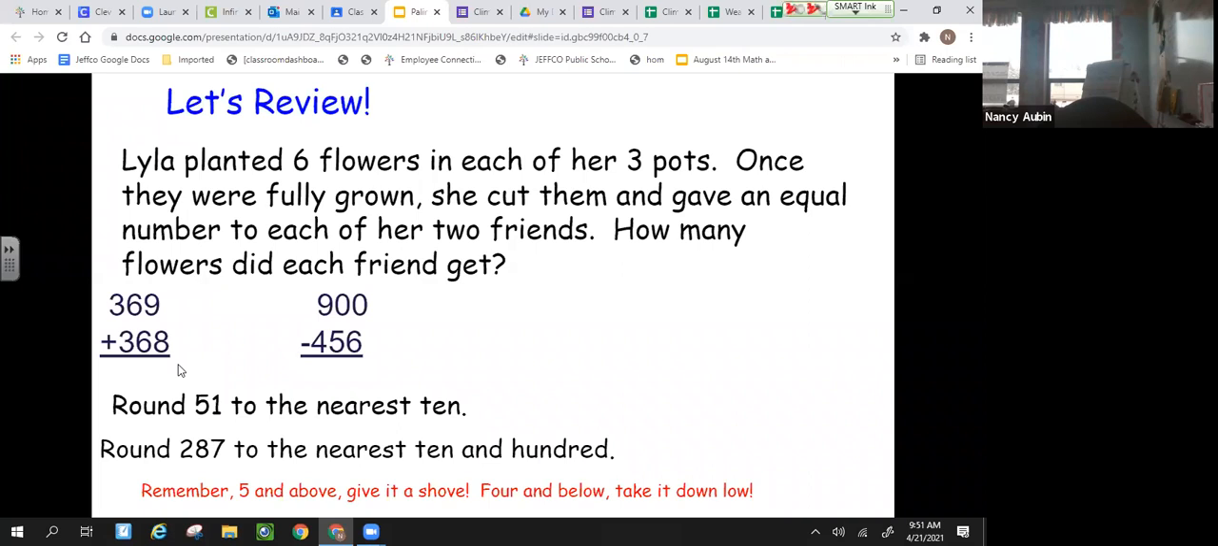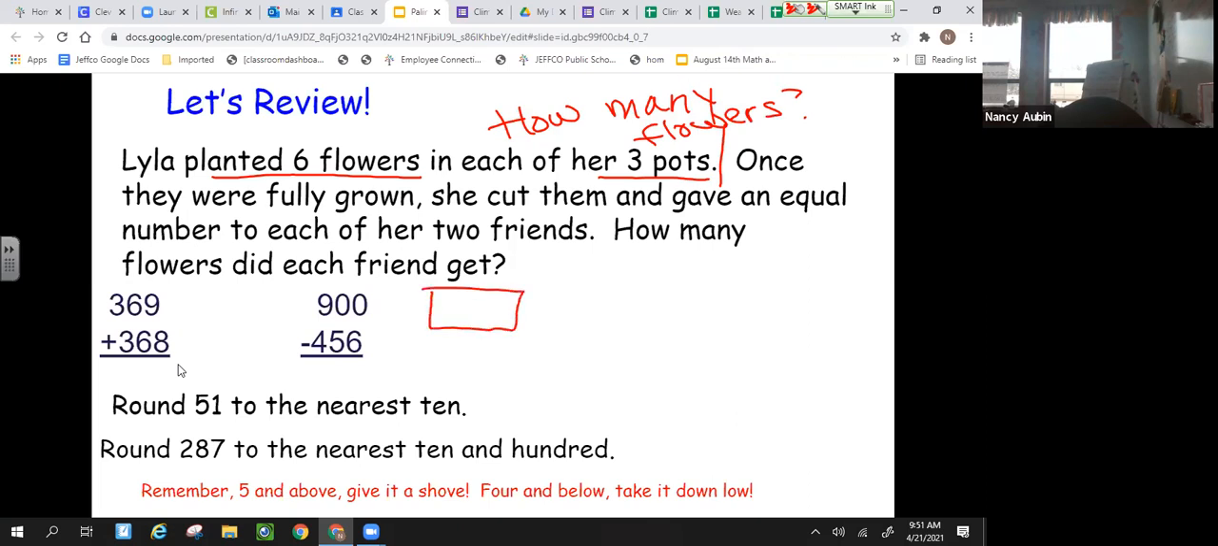So Finn was asking, does this include her? Let's read it carefully. She planted 6 flowers in each of her 3 pots, right? The first question is going to be, how many what? How many flowers does she have? How many flowers? We'll draw a picture. 1, 2. You have 3 pots, right? How many are in each? 1, 2, 3, 4, 5, 6.